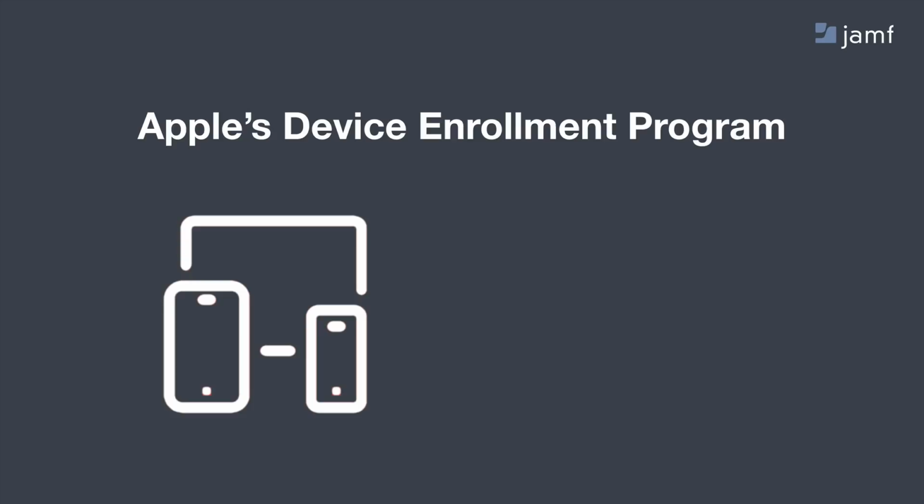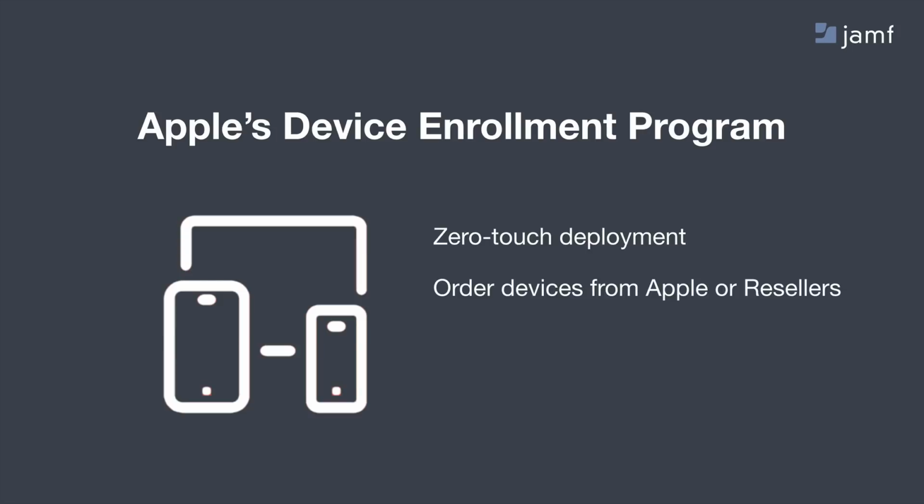So the first one here is Apple's Device Enrollment Program, or DEP as you might have heard it called. And that's zero-touch deployment. That means you can just hand a Mac to an end user and it gets automatically configured. You simply order your devices from Apple or from your reseller, and you just have to make sure that your reseller supports Device Enrollment Program and they get linked to your account. That means then it is automatically enrolled during setup.